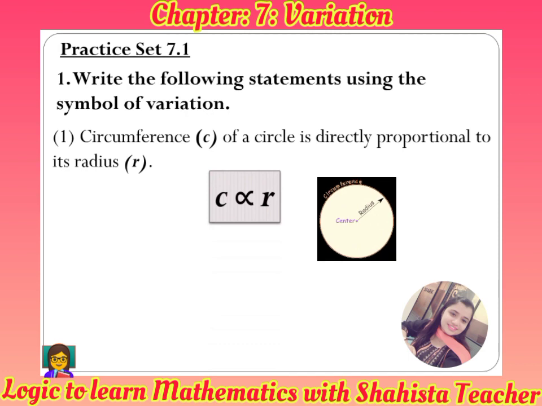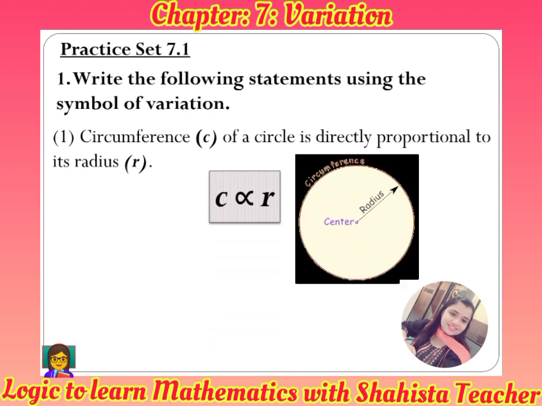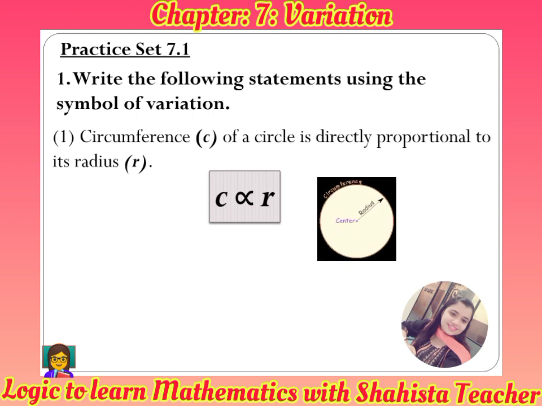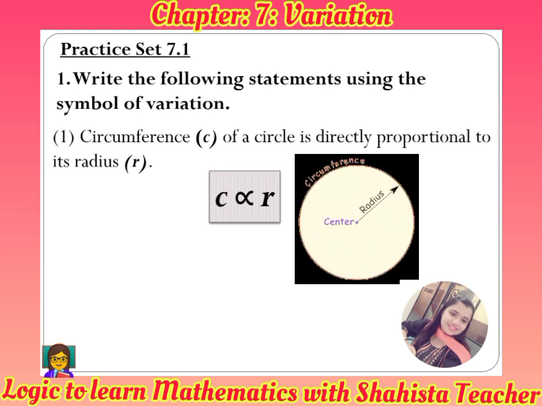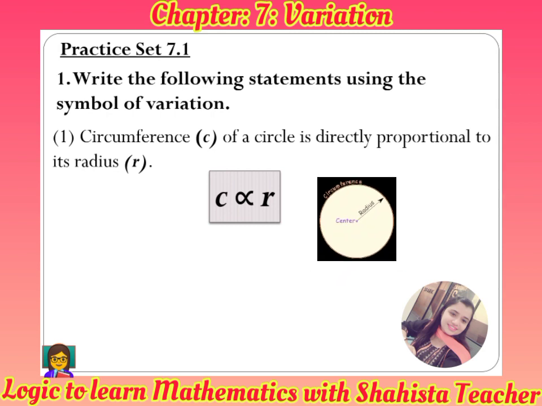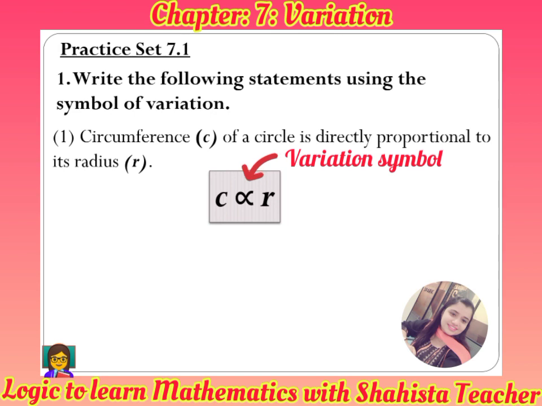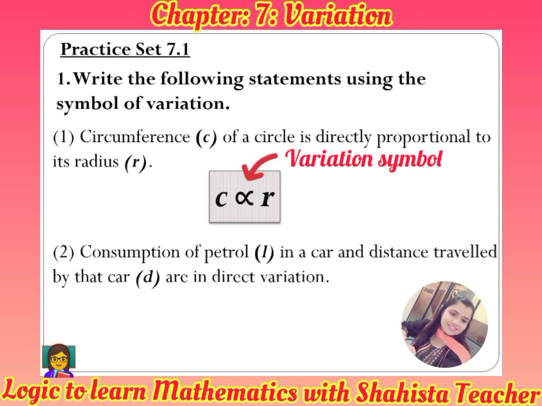So C varies R. This is the symbol for variation, or we can say the symbol of variation. We just have to write C varies R. Is that clear, my dear students? Circumference C and radius R are directly proportional, so C varies R. This symbol represents the variation symbol. C varies directly with R, where C is the circumference and R is the radius.